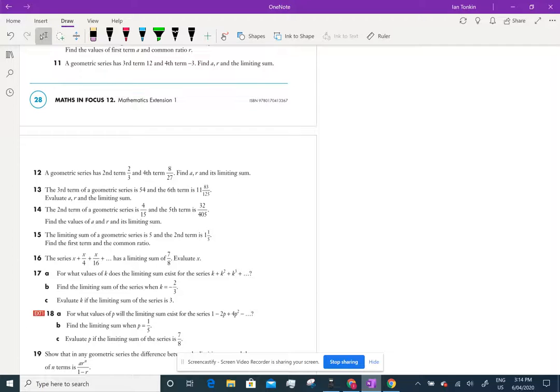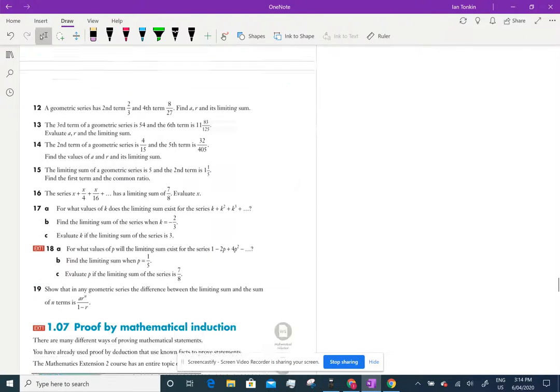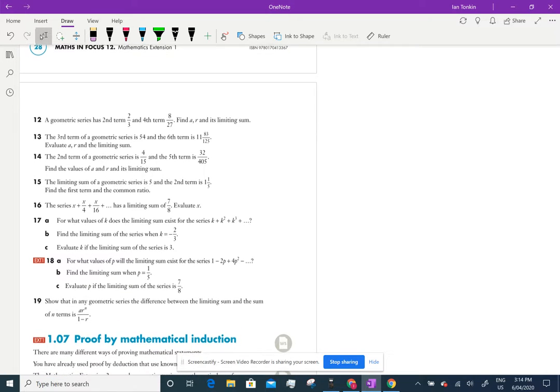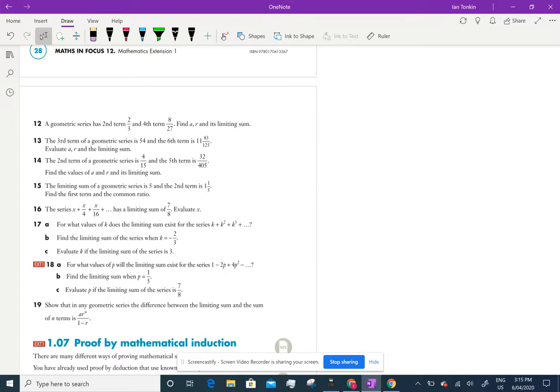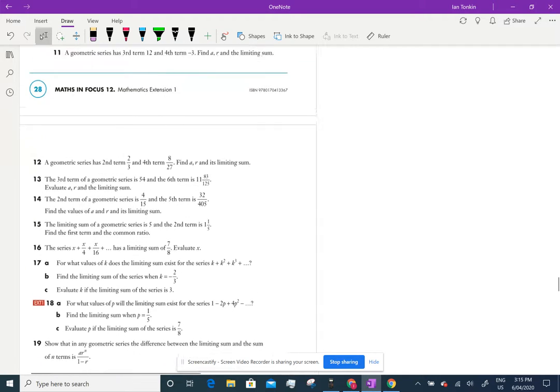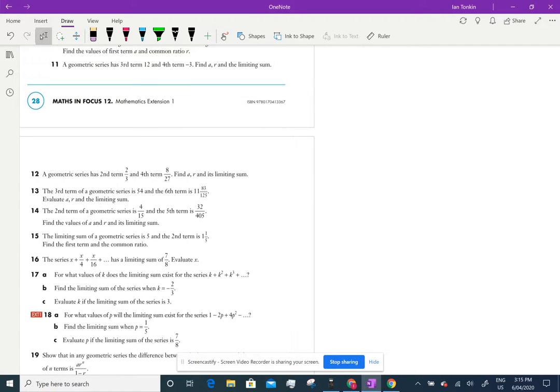All right, Year 12, some students have asked about exercise 106, questions 12 through to 17, 19. Remember, we don't do any of the extension questions. So this carries on from the sum of infinite series. So remember, S of infinity equals a on 1 minus r.